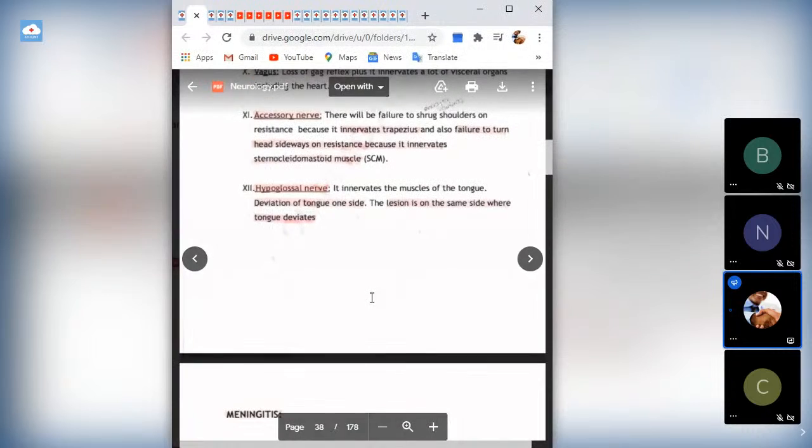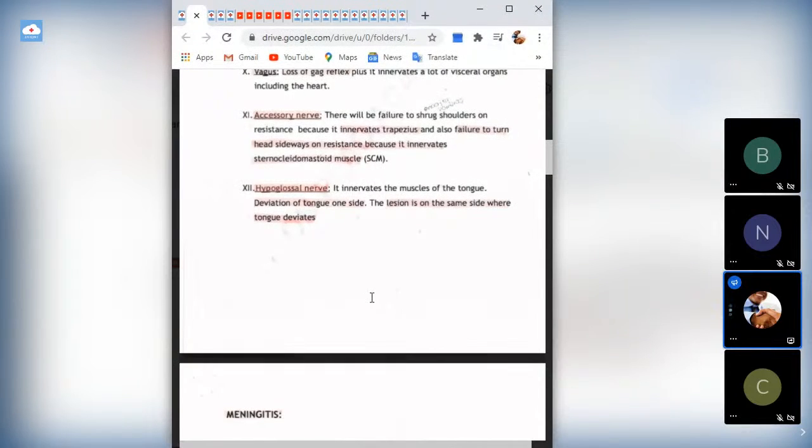Please, what happens to the tongue in an upper motor neuron lesion? My brother, it will not be different from a lower motor neuron lesion. You know that cranial nerves, things that affect the cranial nerves... Anyway, the thing is, that's how it is anyway.